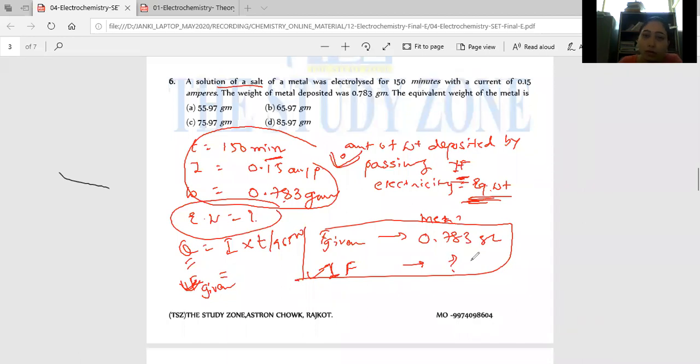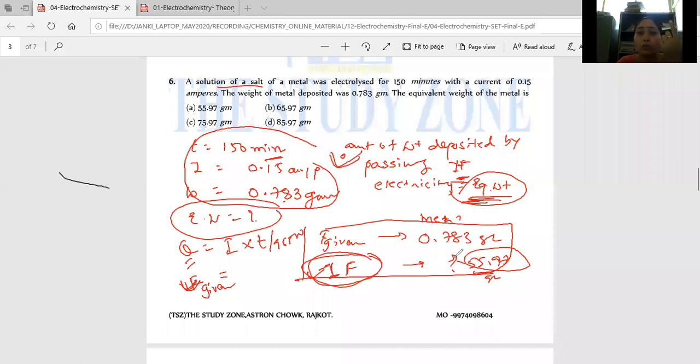Okay. So A you get 55. Final answer you get 55.97 grams. Is it okay? So this is again a good question. If there is a question regarding equivalent weight, this type of question, always try to find out the weight on one faraday. Find the weight on one faraday. You can get the answer. That is always the equivalent weight of the given.